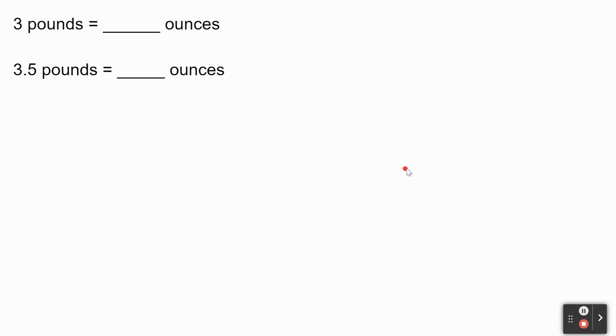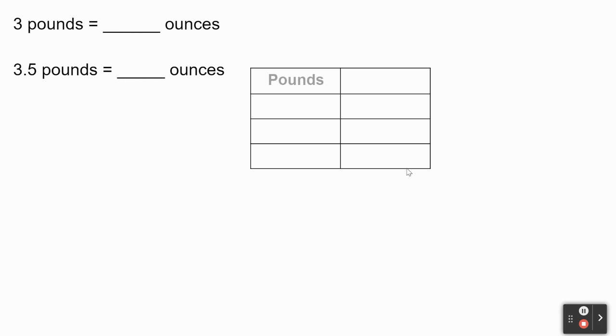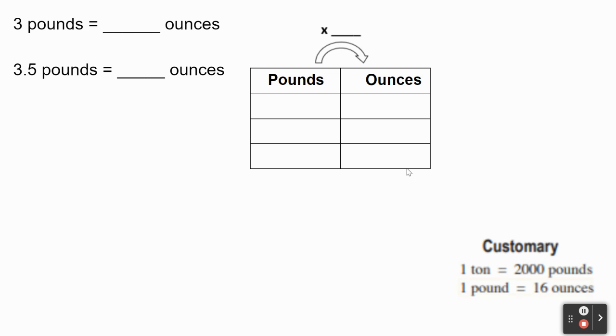Let's try one more. Here we're converting from pounds to ounces. We'll start with our table, starting with pounds and going to ounces. Let's use our reference sheet to see how many ounces are in every pound. We can see there are 16 ounces in each pound, so we're going to be multiplying by 16. Here we have 1 pound times 16 is 16 ounces. But we don't want to know for 1 pound, we want to know for 3 pounds. 3 times 16 is 48. So in 3 pounds, there are 48 ounces.